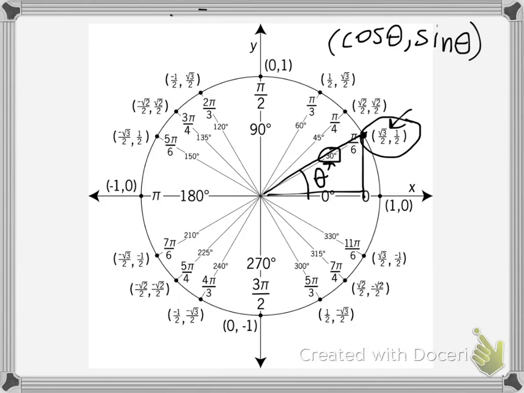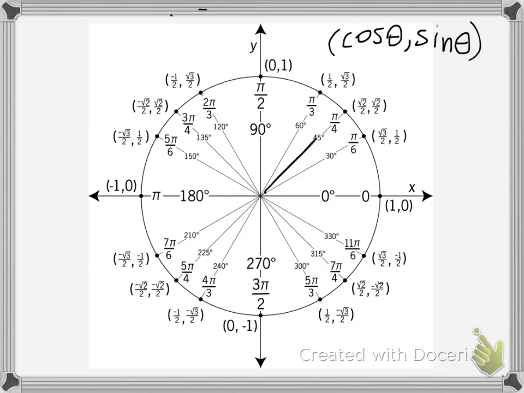But remember, we learned in the last video that the coordinates are cosine of theta comma sine of theta. So in this example, theta is 30 degrees. So cosine of 30 degrees is square root of 3 over 2 right there. And sine of 30 degrees is 1/2. So this tells you the sine and cosine of 30 degrees.